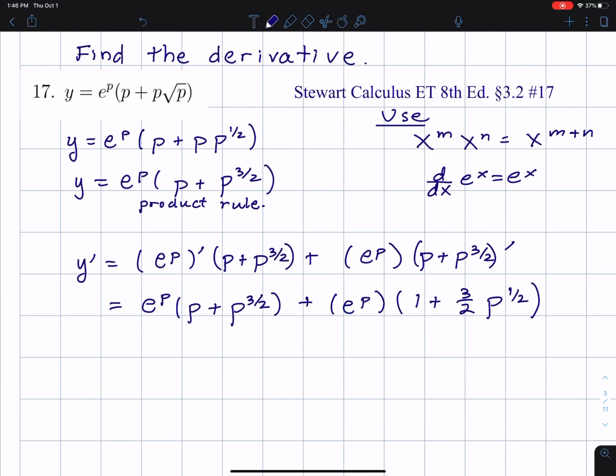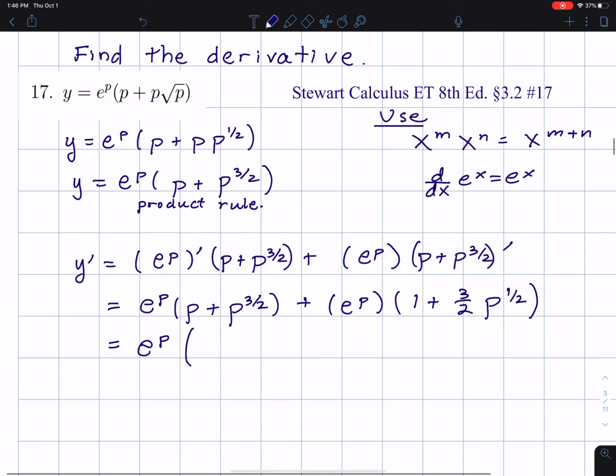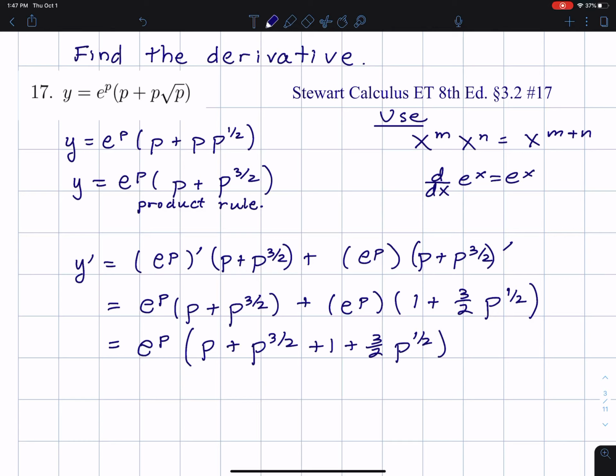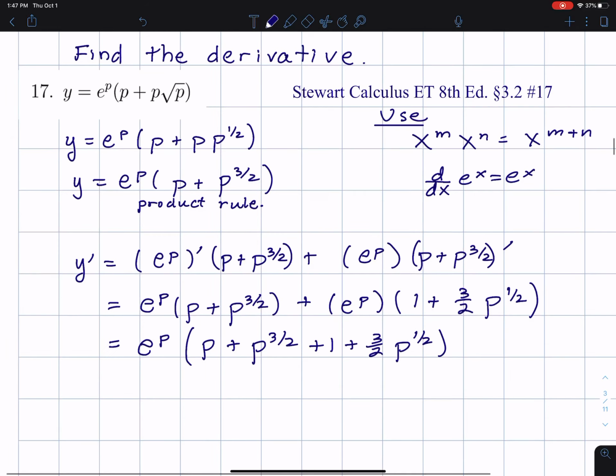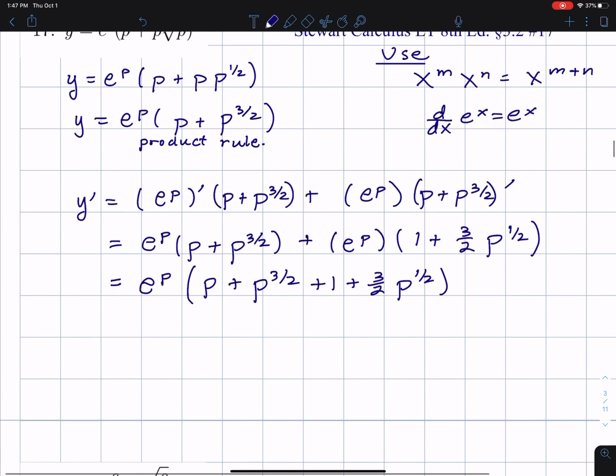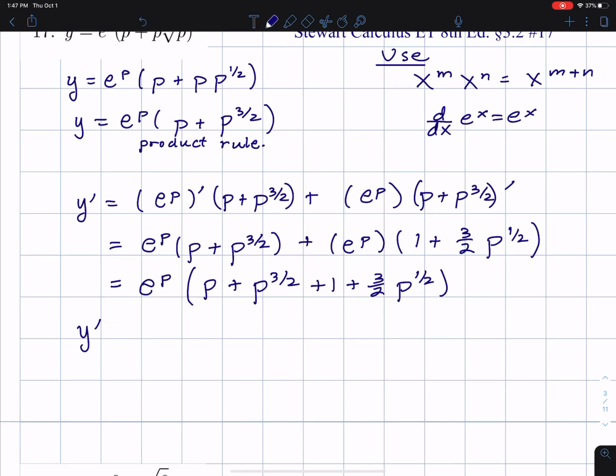I bet if I looked in the back of the book, e to the p has been factored out, so I'm going to go along with that. I'll have e to the p times the quantity p to the 3/2 plus p plus 1 plus 3/2 p to the 1/2. Maybe even better is to put those in descending order of the power of p, but that's really getting to be icing on the cake. I mean, it's essentially done, but I'll just do that.